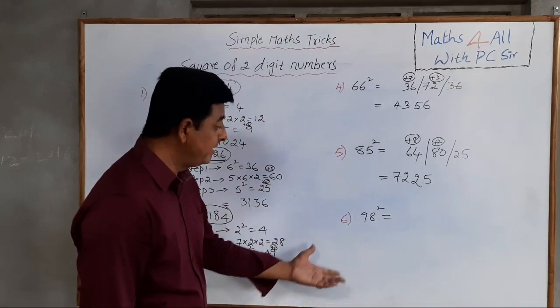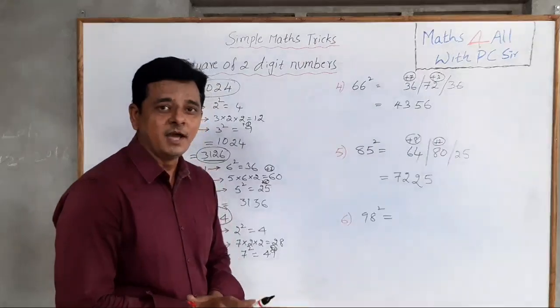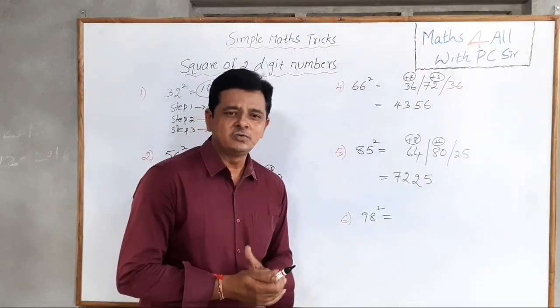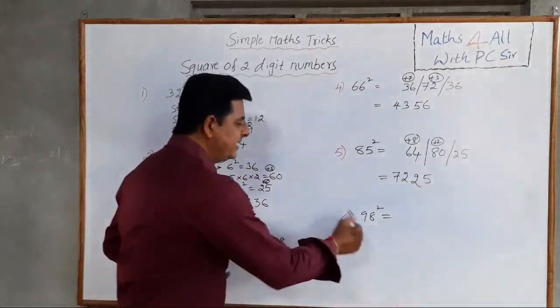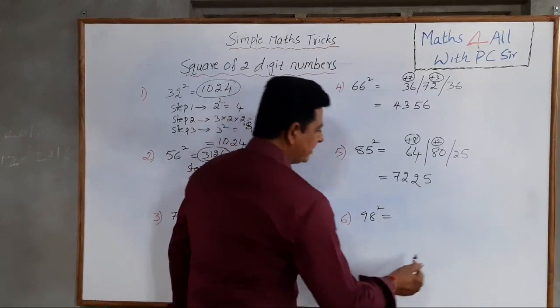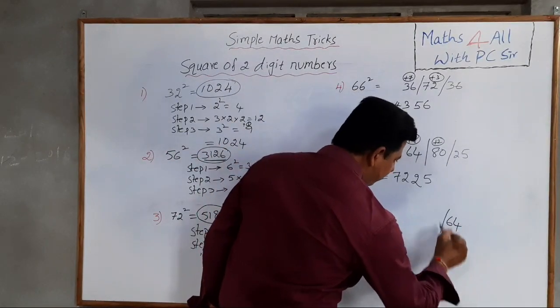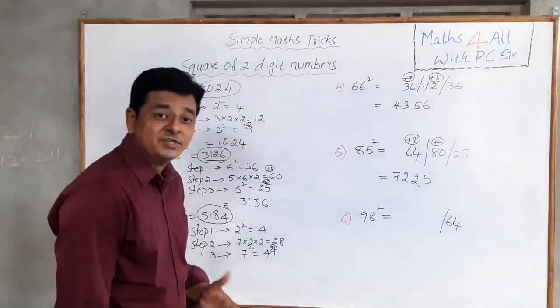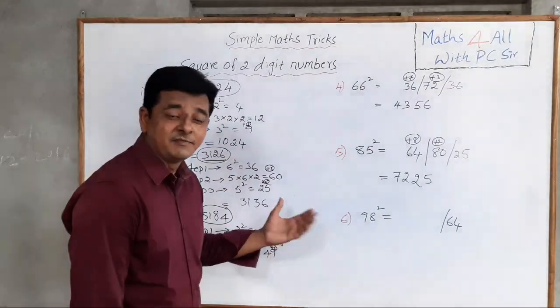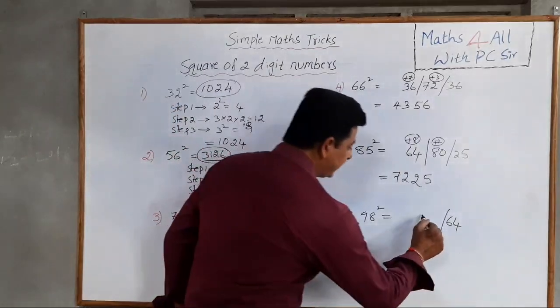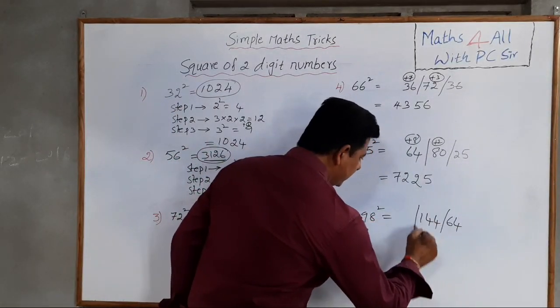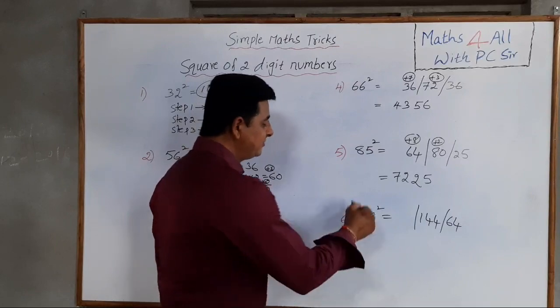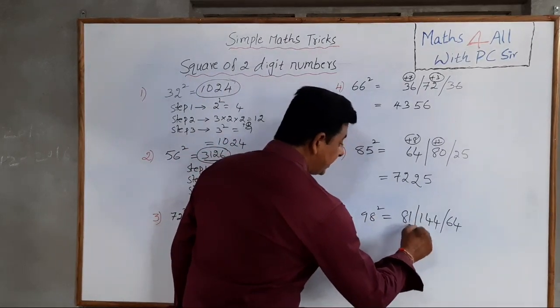Of course, it is a big number. 98, 99, almost all the last 2-digit numbers, no? Right. 98 square. First step, 8 square. 8 square is how much? 64. Then next, 9 8s are 72. Double it, 72 into 2. How much are you getting? 144. Then next 9 square. What is 9 square? 9 square is 81.